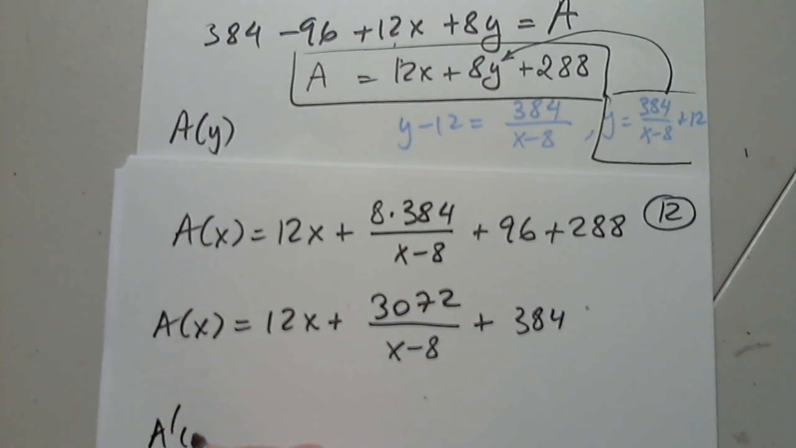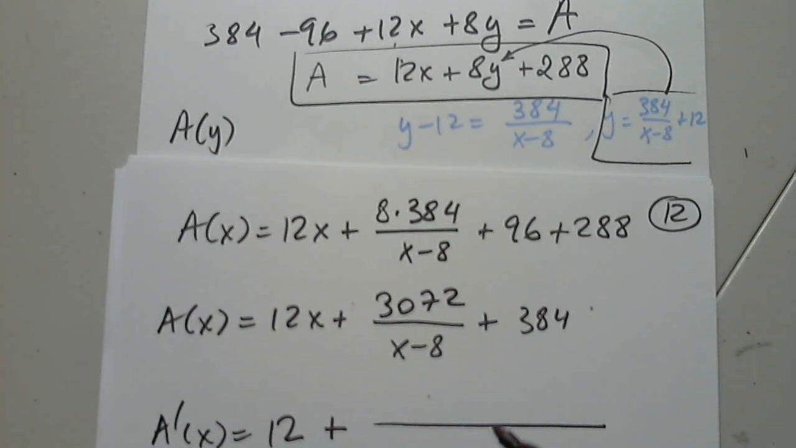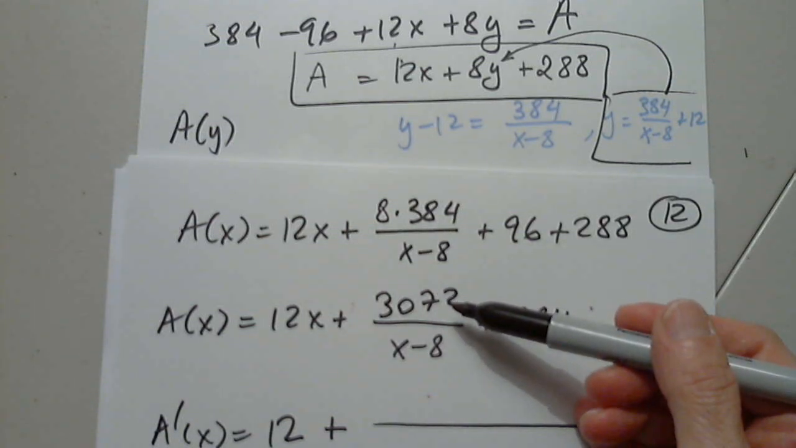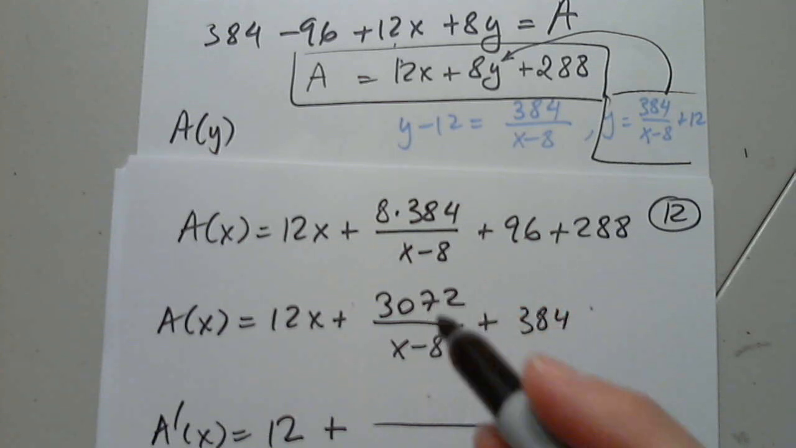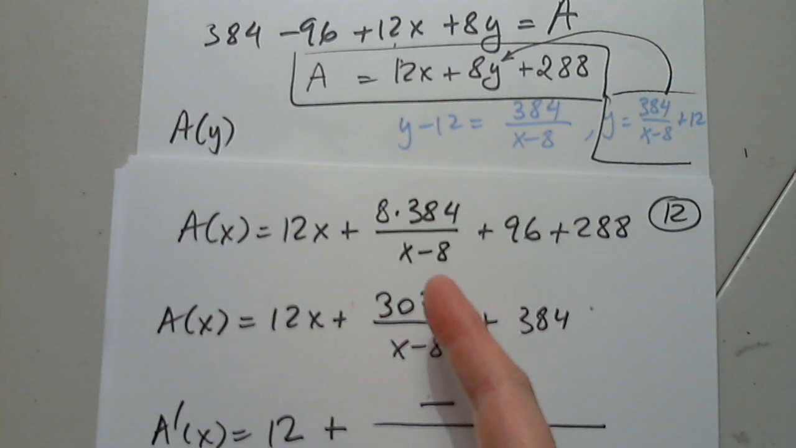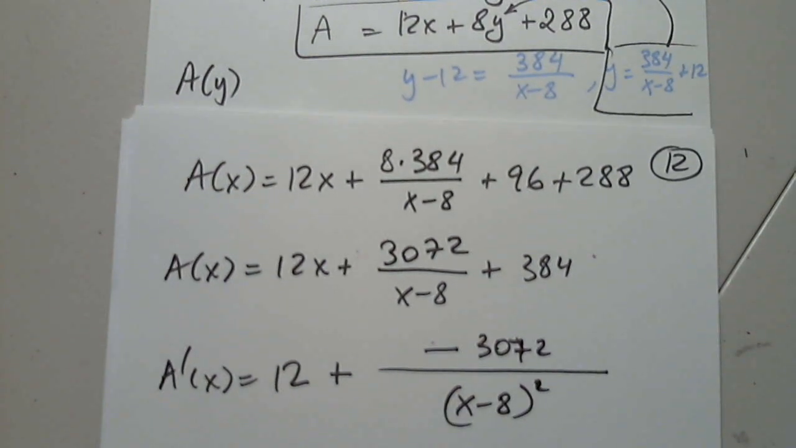So let's find A prime of x. So this is 12. This disappears. And plus, I don't like using the quotient rule on a fraction with just a number at the top, because the top prime is 0 times the denominator, so it's still 0, minus the top times the denominator prime, over the denominator squared. It's okay.